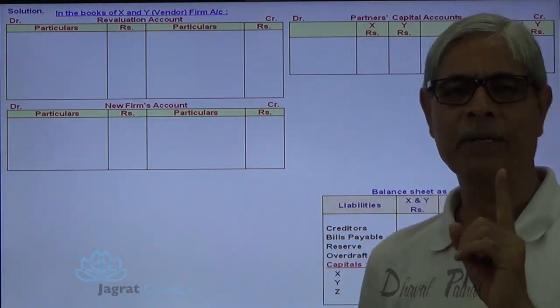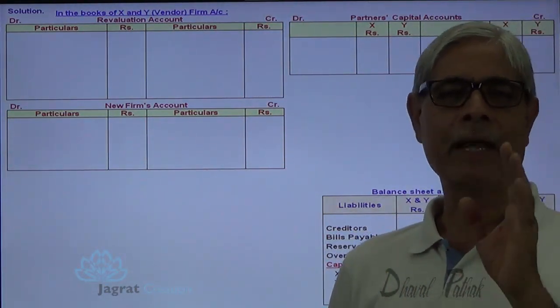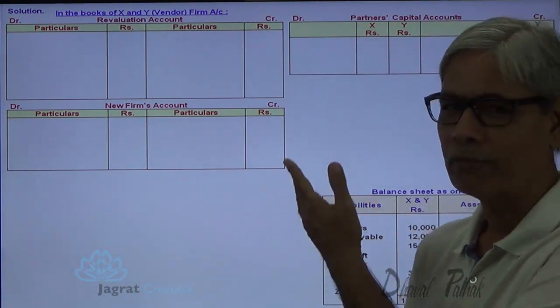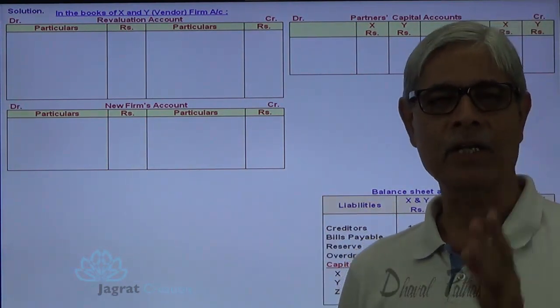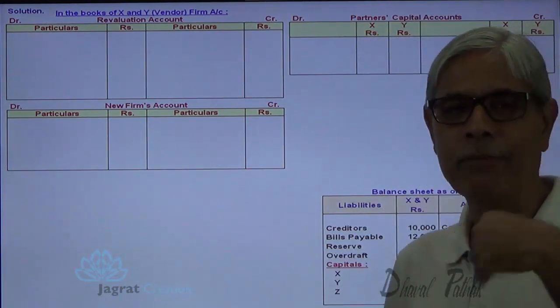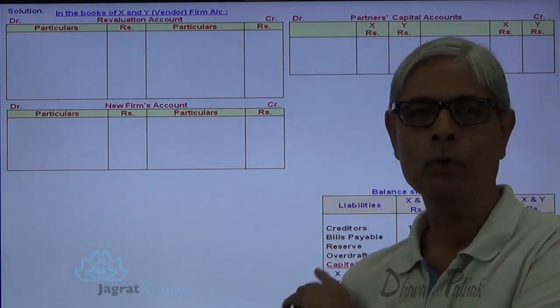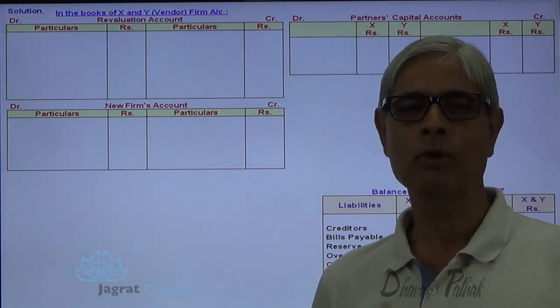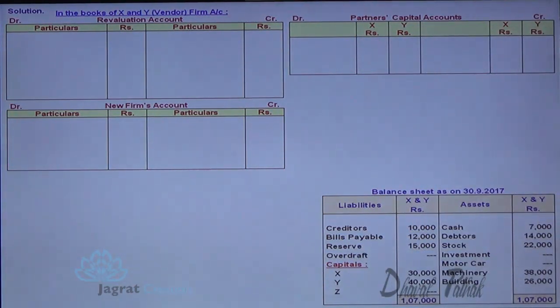This is a comprehensive, exhaustive sum, wherein I'm going to write down the journal entries in the books of the vendor firm. I'm going to prepare ledger accounts in the books of the vendor firm. I'm going to prepare the balance sheet ready for transfer to the new firm in the books of the vendor firm. So, first of all, I will write down the capital balance of X and Y.